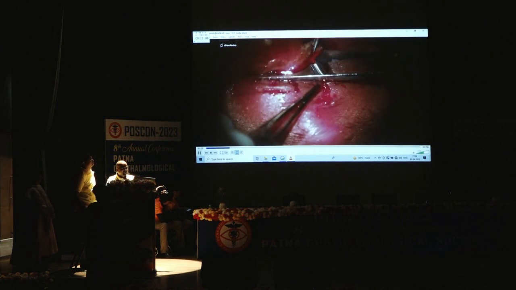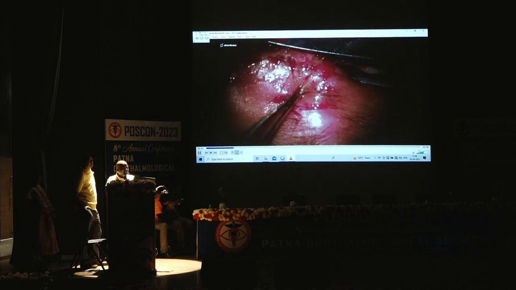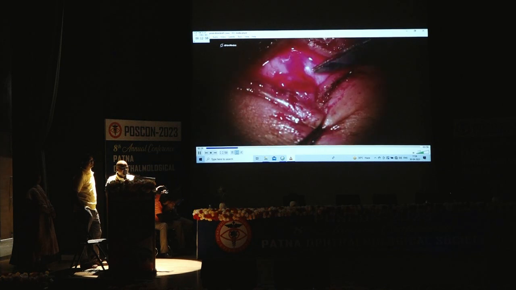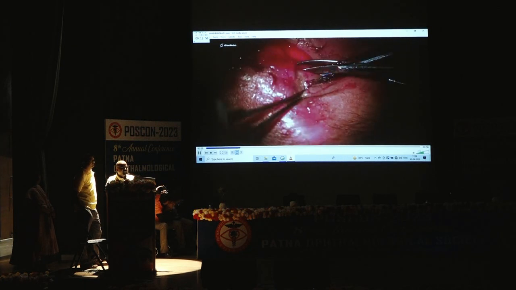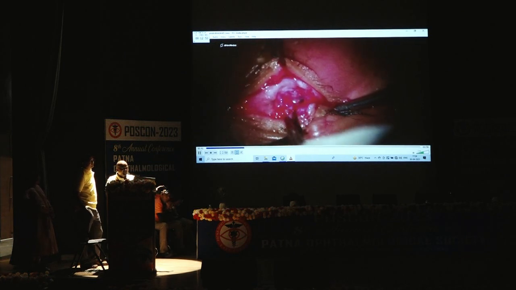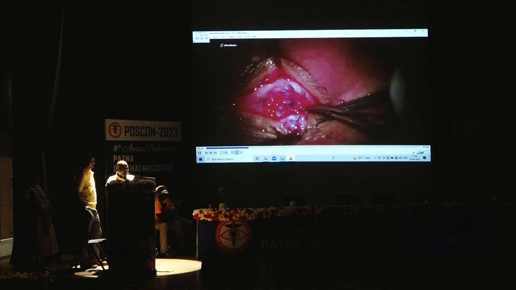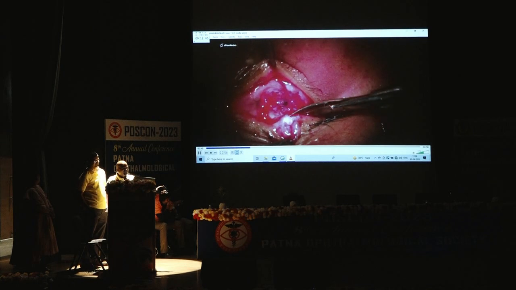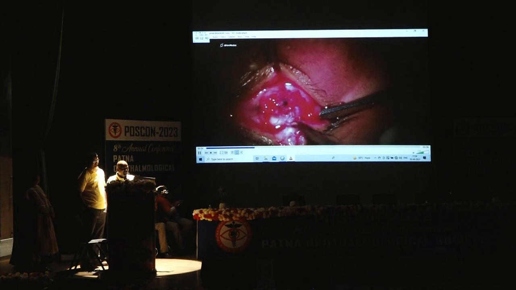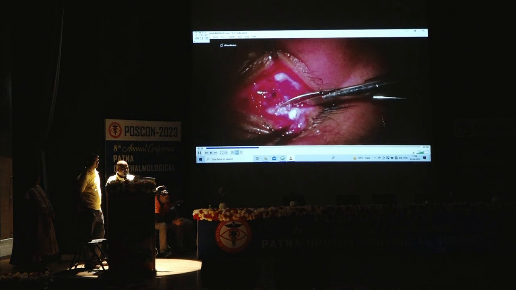Then with the help of spring scissors, we separated the lower fornix. Just to say, ankyloblepharon is not only the lids adhering, it also adheres with the cornea, the globe. So again, separation of the upper lid was done with sharp dissection. Gentle dissection was done to preserve the remaining cornea so that further we can repair the lid with the conjunctiva so that further adhesion should not happen.